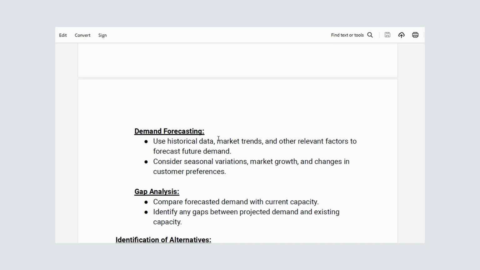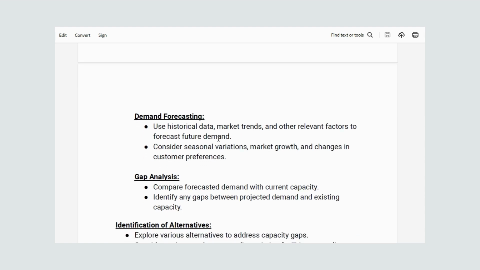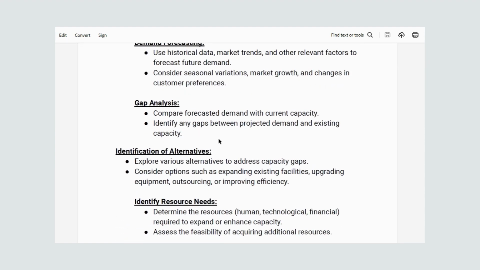After doing the demand forecasting, we do the gap analysis. We have to compare the forecasted demand with the current capacity that the organization possesses. So by identifying the gaps between the projected demand and existing capacity, we can do the analysis.